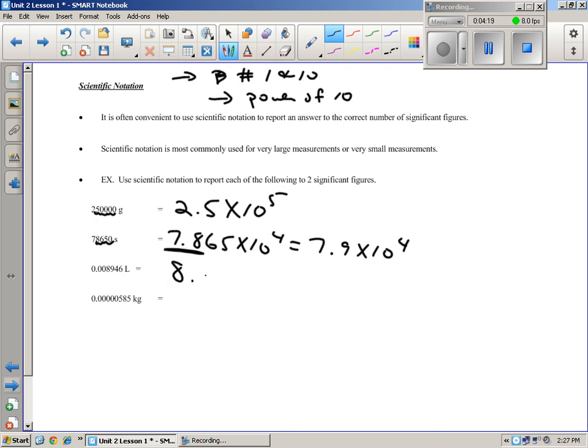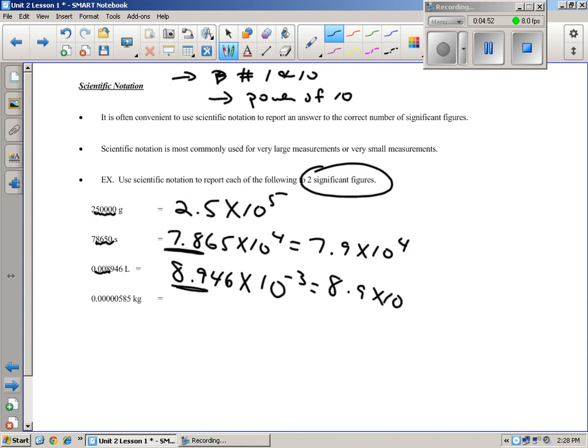0.008946. It has to be a number between 1 and 10, otherwise it's going to be marked wrong, and then a power of 10. In this case, we'd have to move the decimal 1, 2, 3 places to the right, so minus 3. If we want 2 significant figures, that's what it says right here, then I have to look at these 2 right here, 8.9, still a number between 1 and 10. 8.9 times 10 to the negative 3. We wouldn't round this one, because the next number is only a 4, so we're not going to round that one.